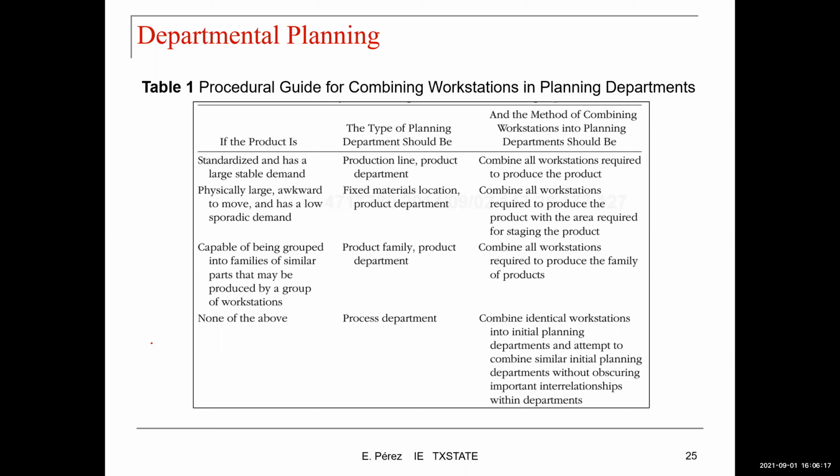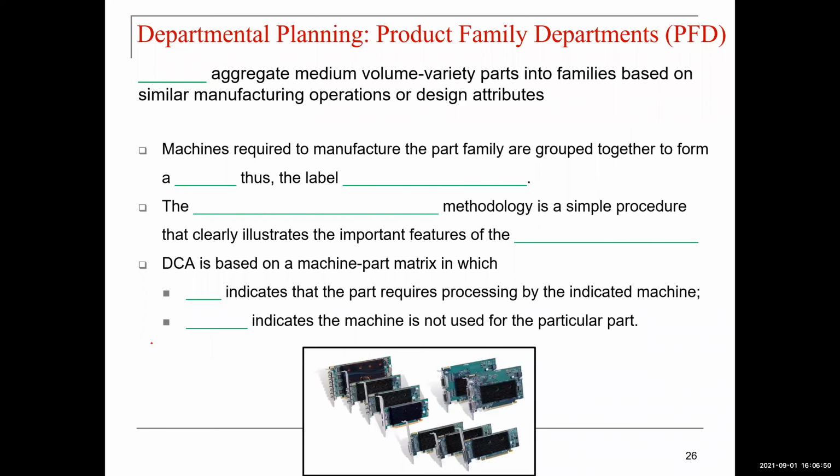And if it is none of the above, we have a process department, in which we combine identical workstations into initial planning departments and attempt to combine similar initial planning departments without obscuring important interrelationships within departments. So if none of this applies, then you are trying to put as many workstations together so you can design a process or a flow for taking those products through the facility. Okay.